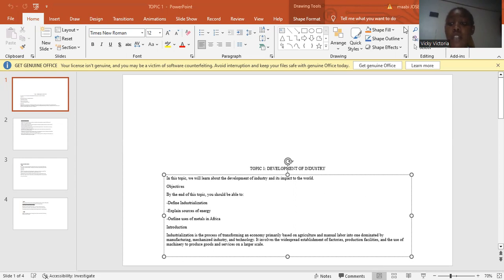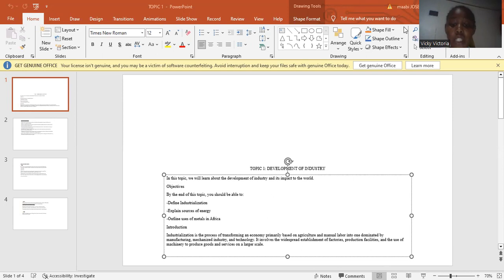Then the objectives. By the end of this unit topic, you should be able to define industrialization. Now, what is industry? Explain the sources of energy used, such as wind, the early and also the later sources. Then you outline the uses of metals in Africa, how metals were used in Africa. Then a simple introduction. This is the definition of industrialization.